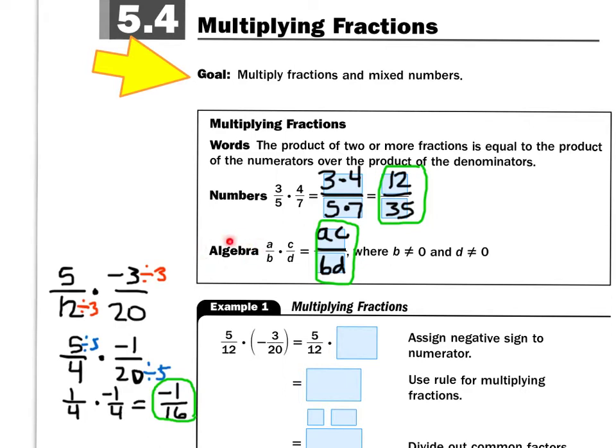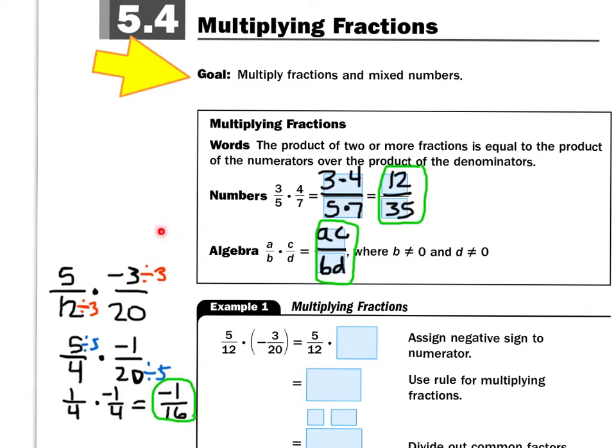Okay, and so in algebra, we would say A over B times C over D would just be AC on top and BD on the bottom. All right, take a look at example 1. They want us to multiply 5 twelfths times negative 3 twentieths.